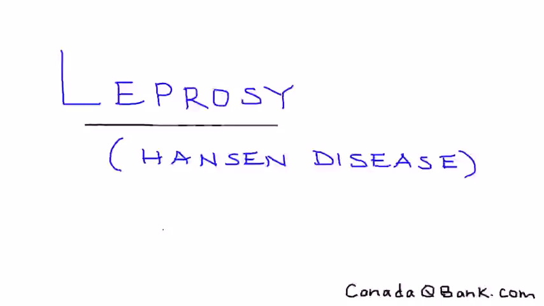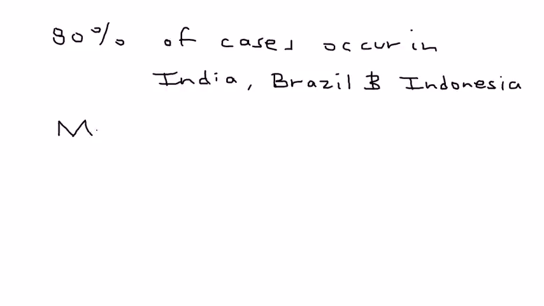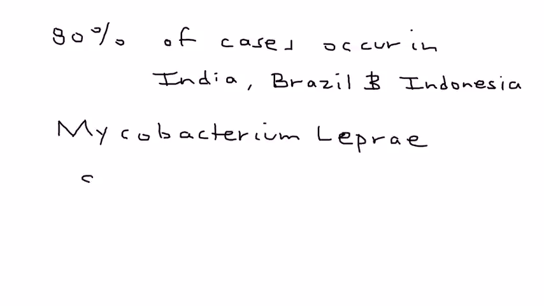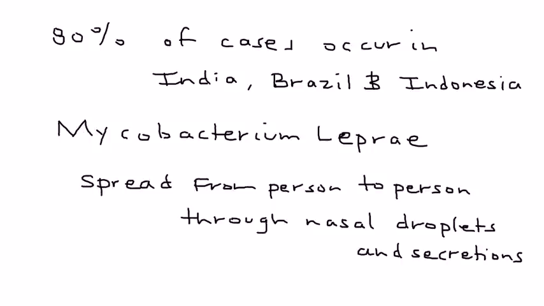Leprosy, also known as Hansen disease. 80% of the cases of leprosy are actually occurring in foreign countries such as India, Brazil, and Indonesia. And the organism that is responsible for leprosy is known as Mycobacterium leprae. It is spread from person to person through nasal droplets. Nasal droplets and secretions are the main source of spread.